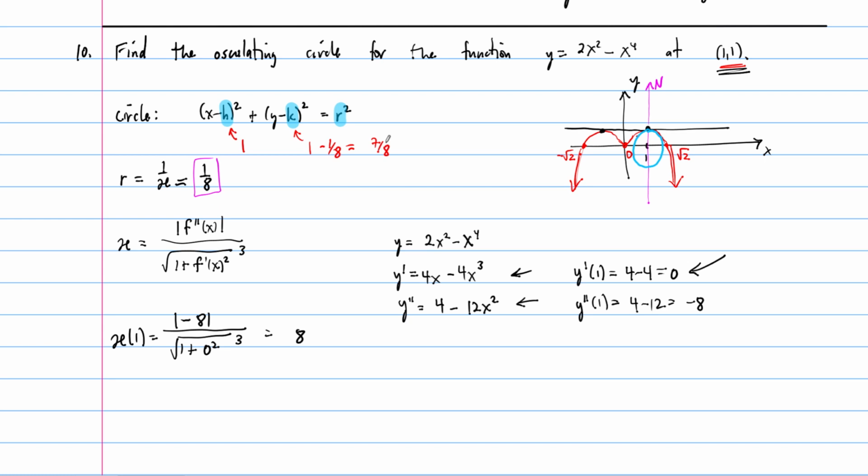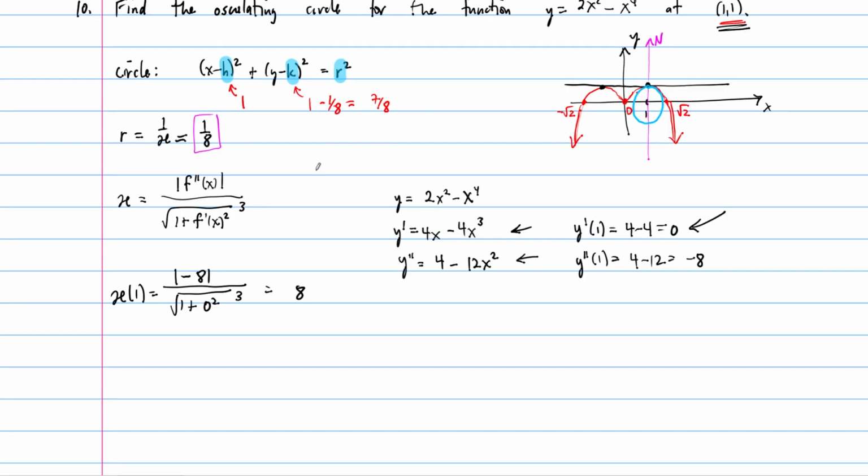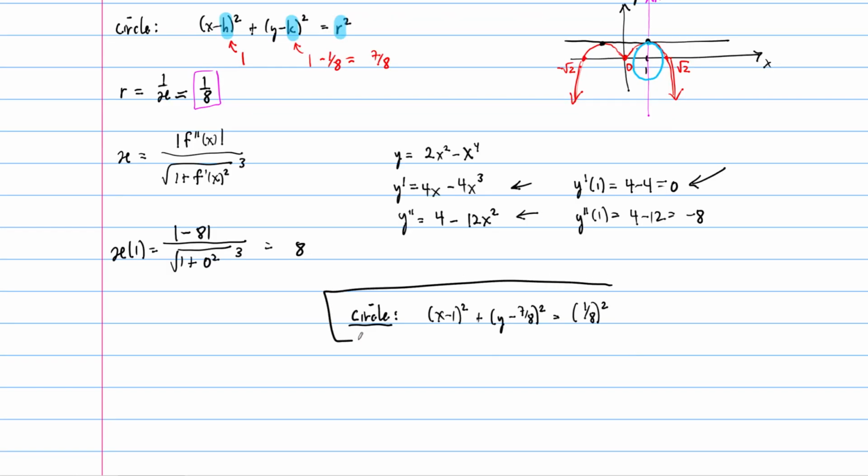So my work is a little scattered here, but we've got all the pieces that we need now. So now we just write down the formula. The osculating circle at this point is given by (x minus 1) squared plus (y minus 7/8) squared equals (1/8) squared. Okay, and so we can leave it like that. But there is the equation of the osculating circle to this curve at this point.